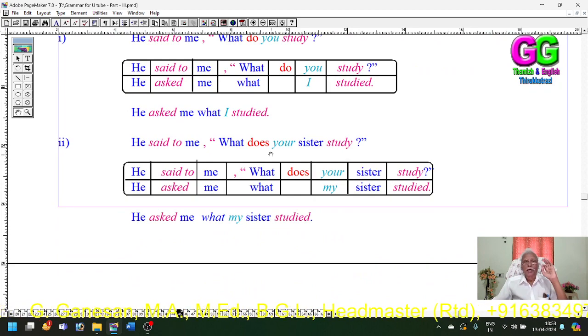Then does. A question with does. He said to me, what does your sister study? What does your sister study? That is third person singular. So said to changed to asked. Does is removed, and study has been changed into studied, its past tense. Your refers to me and it has been changed into first person singular, my. So, he said to me, what does your sister study? He asked me what my sister studied.